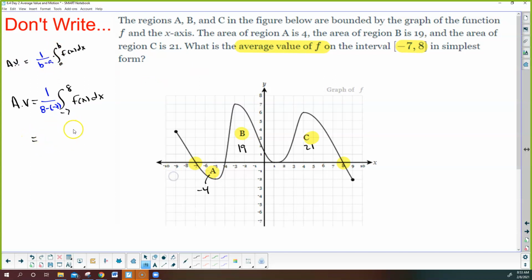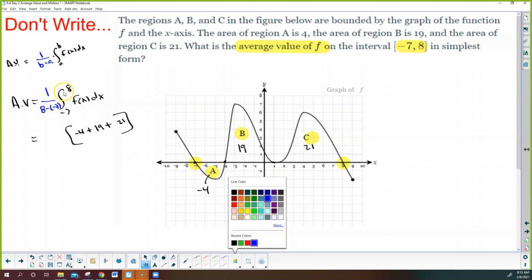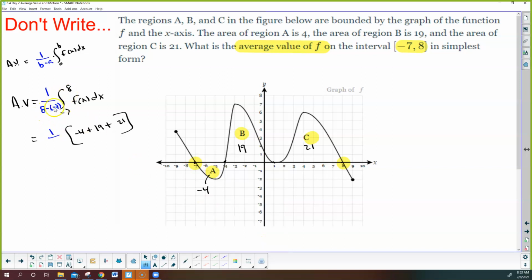So then we can show our work for this. If I just focused on the area under the curve, by the way, you could use your integral properties and rewrite this as the area under the curve from -7 to -4. But we know that answer already. You know it from -4 to 1 is 19. And then we know from 1 to 8 is 21. So we don't have to use the properties of integrals. And then I've got 8 minus -7, which is 15.